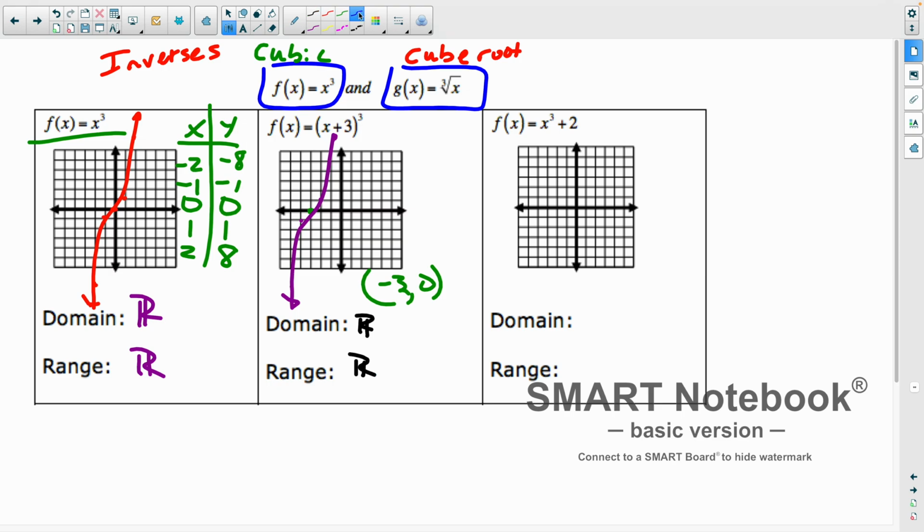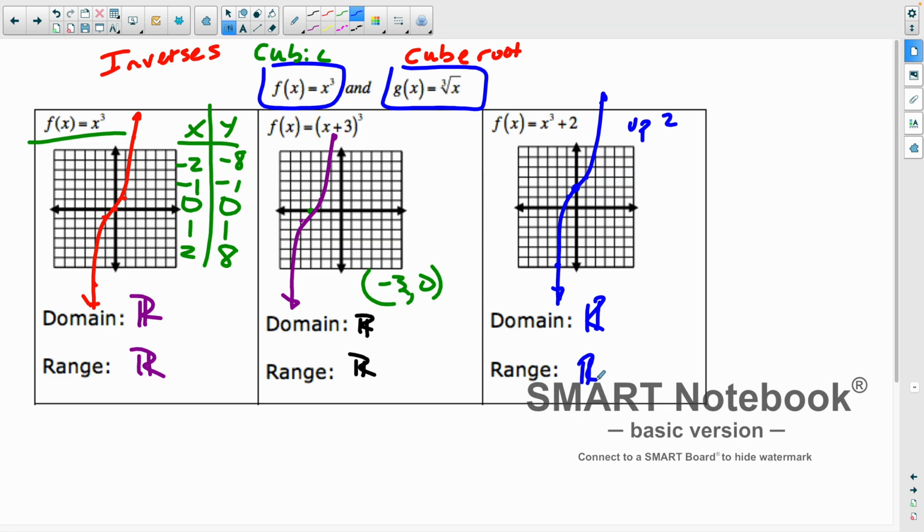What transformation would you see on this graph here? Up 2. It's not in the parentheses, so that's up 2. So I would have my inflection point there. Over 1, up 1, over 2, up 8 would be off my graph. Over 1, down 1, over 2, down 8 would be right there at the edge of the graph. And then I have that cubic right there. And again, like we discussed a second ago, all real numbers would be my domain and my range.